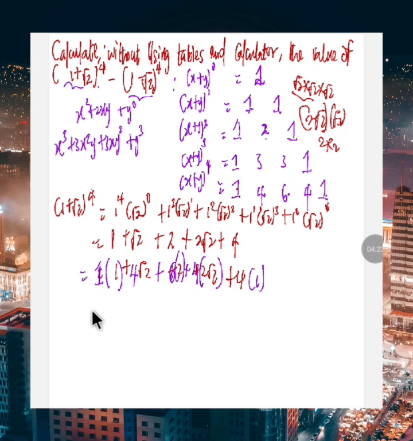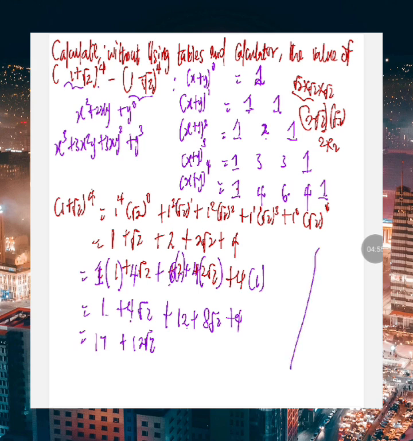So this will now be 1 plus 4 root 2, plus 6 times 2 will give us 12. 4 times 2 will give us 8, so we have 8 root 2, then plus 4. So then we can collect like terms. 1 plus 12 is 13. 13 plus 4 will give us 17. So we have 17, plus 4 root 2 plus 8 root 2 will give us 12 root 2. So the value of 1 plus root 2 raised to the power of 4 will give us 17 plus 12 root 2. I hope we are getting it.